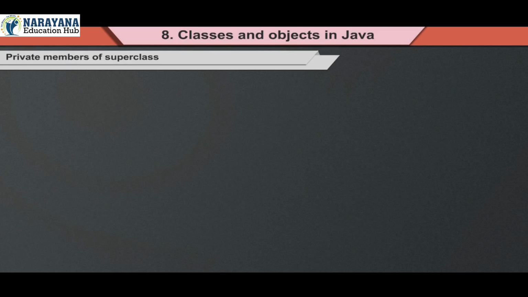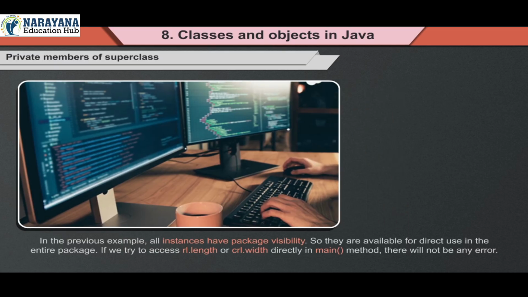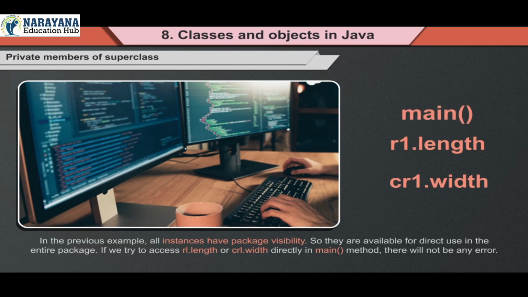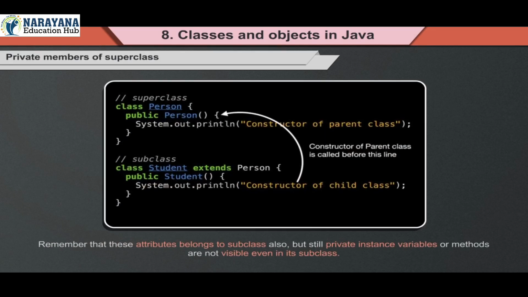Private members of superclass. In the previous example, all instance variables have package visibility, so they are available for direct use in the entire package. If we try to access r1.length or cr1.width directly in the main method, there will not be any error. If we change the visibility of instance variables of the superclass to private, these variables are not directly accessible outside the class. Remember that these attributes belong to the subclass also, but still private instance variables or methods are not visible even in its subclass.